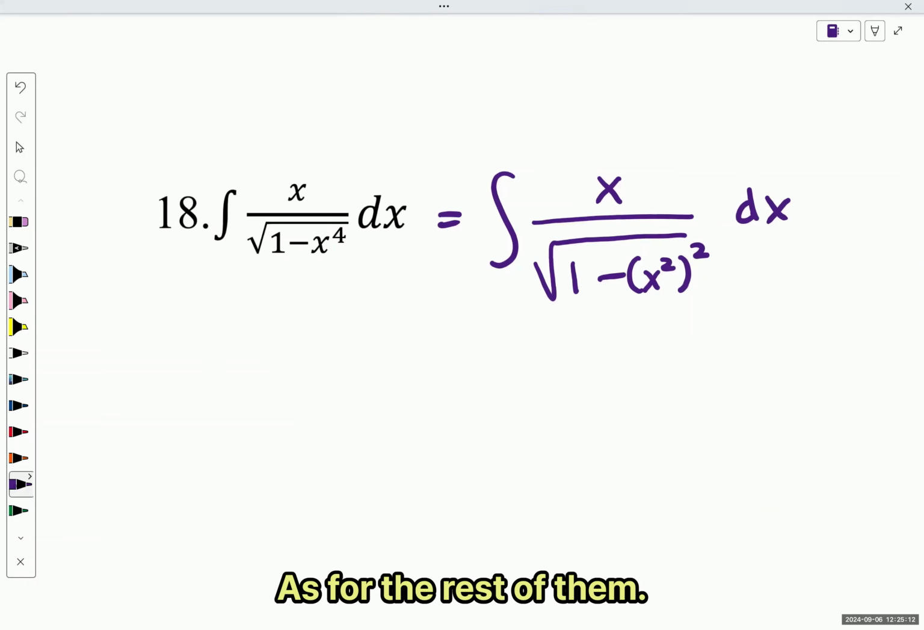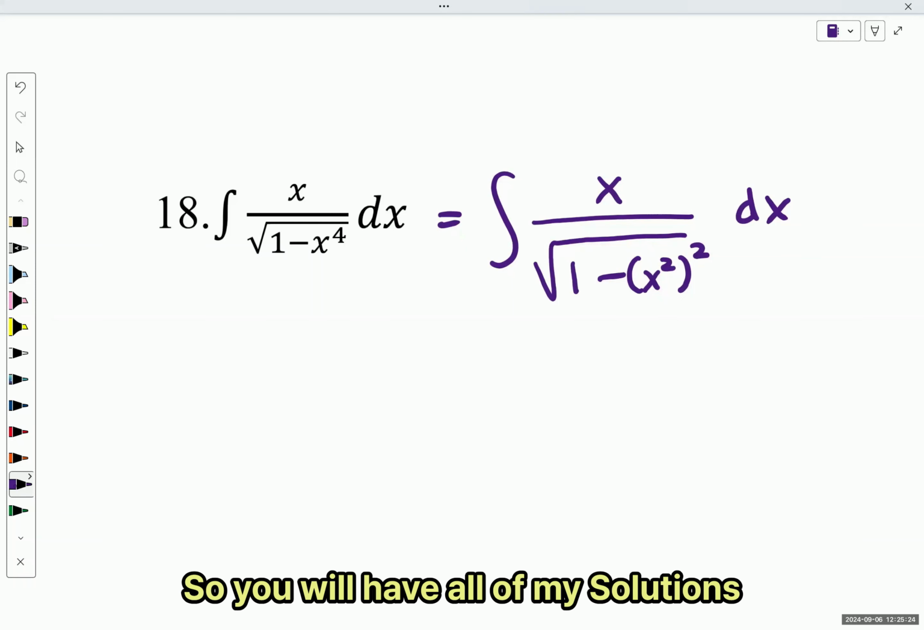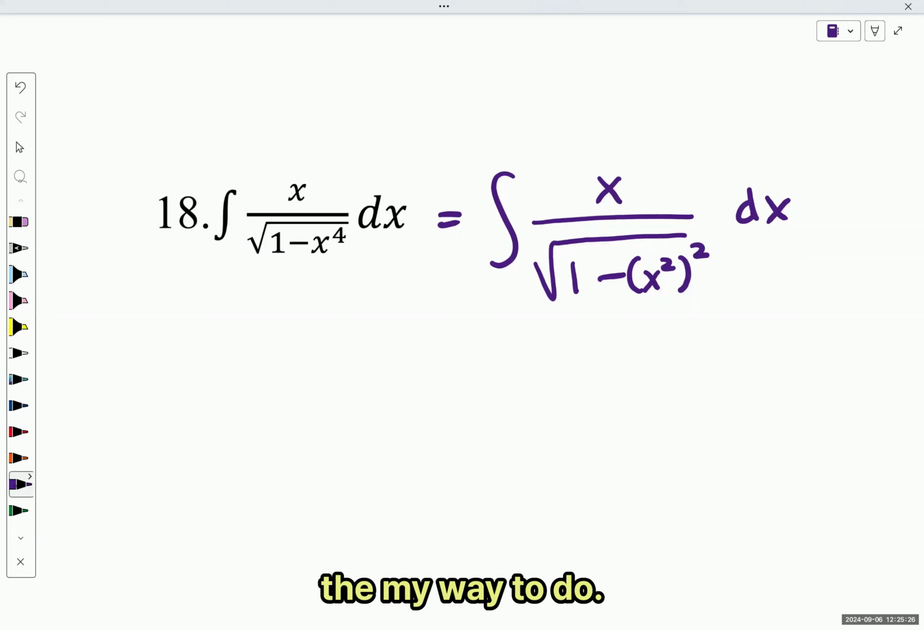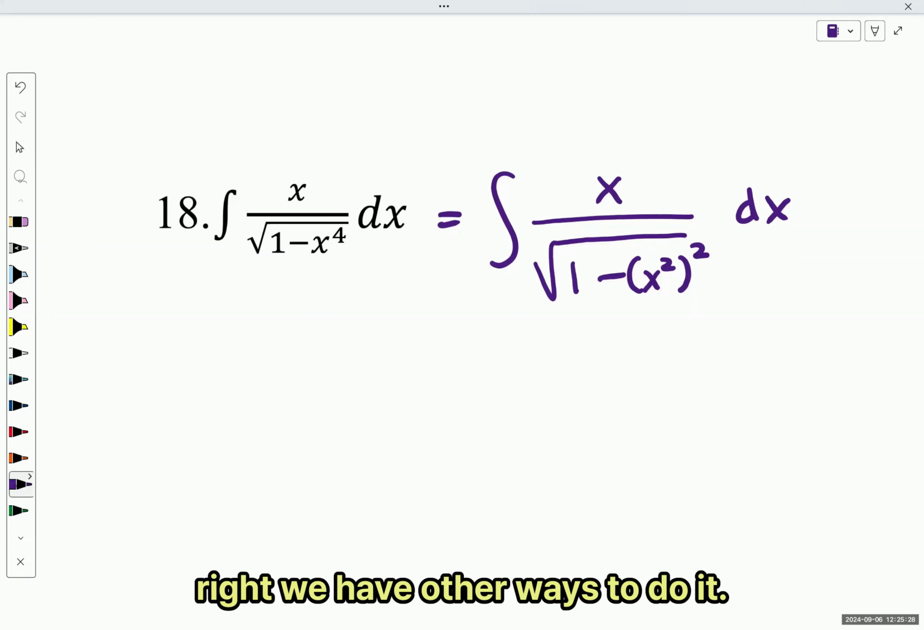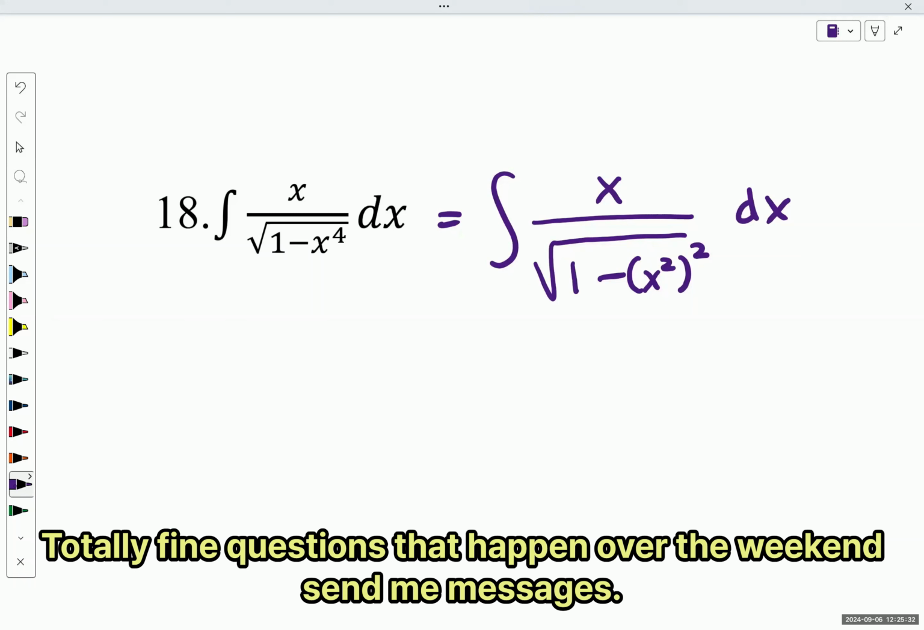As for the rest of them, I'm going to scan my notes and post them to Canvas. As soon as I finish 21 and 22, I will scan them this afternoon and post them. So you will have all of my solutions. My way to do it's not the only way, right? We have other ways to do it. Totally fine. Questions that happen over the weekend, send me messages.